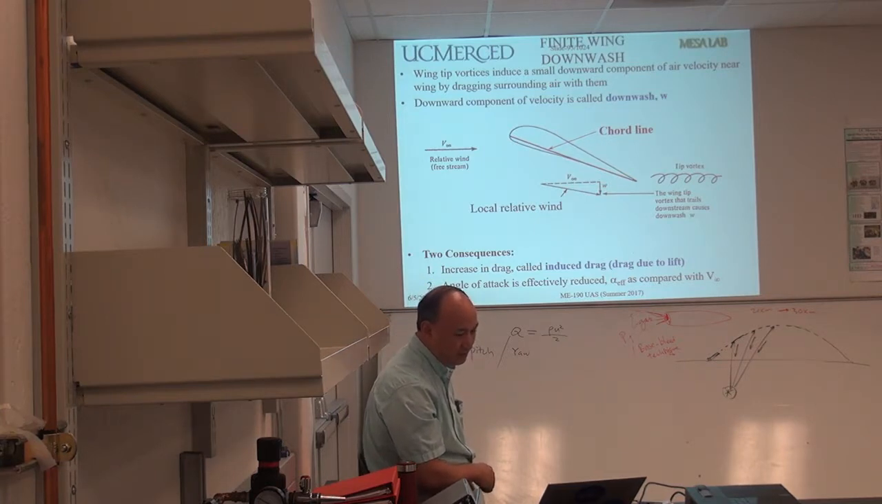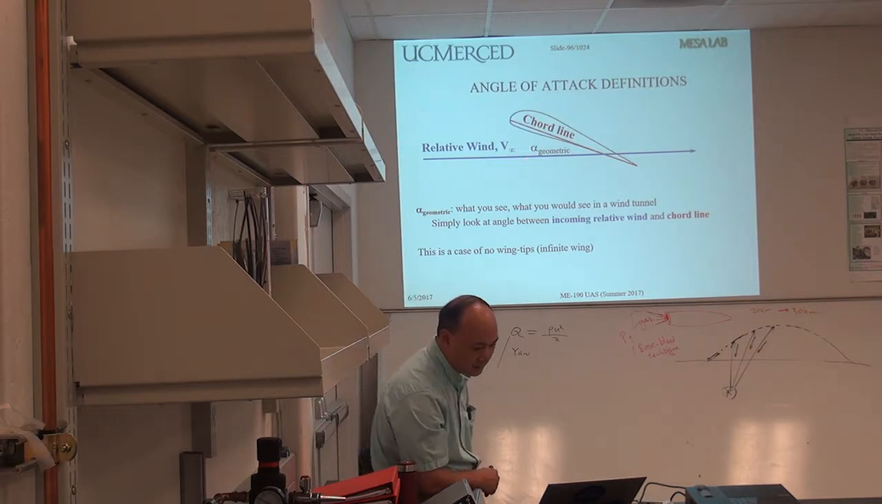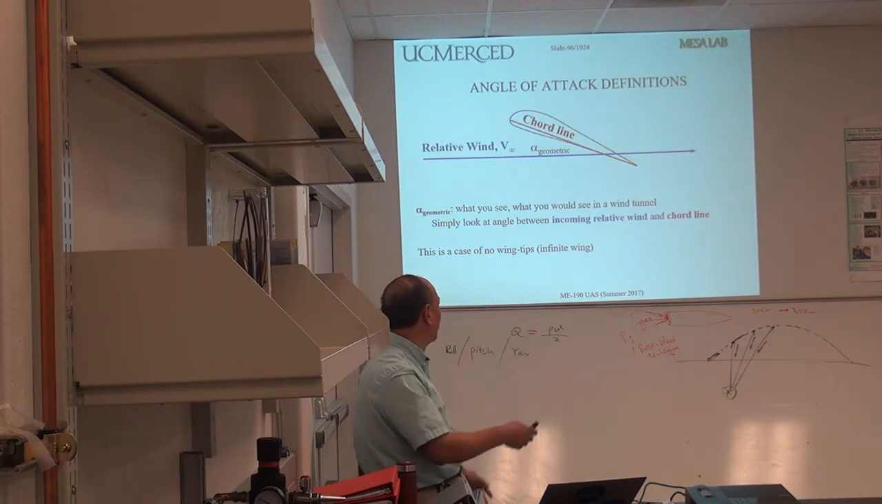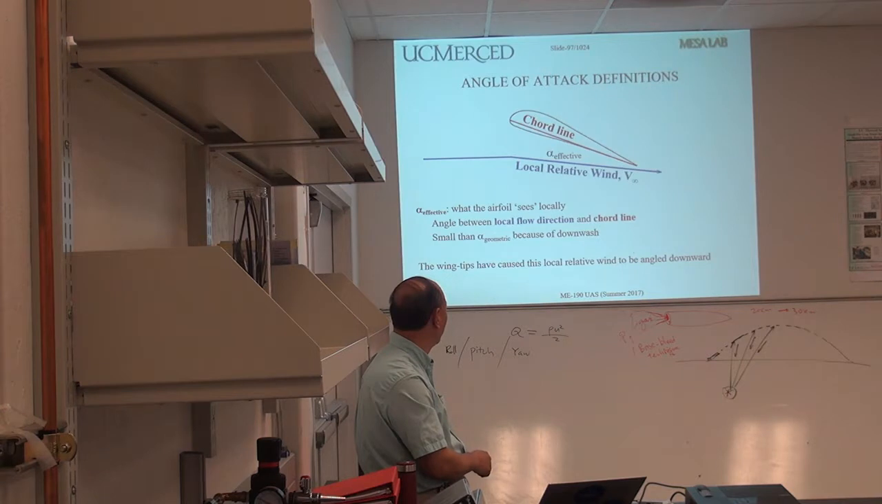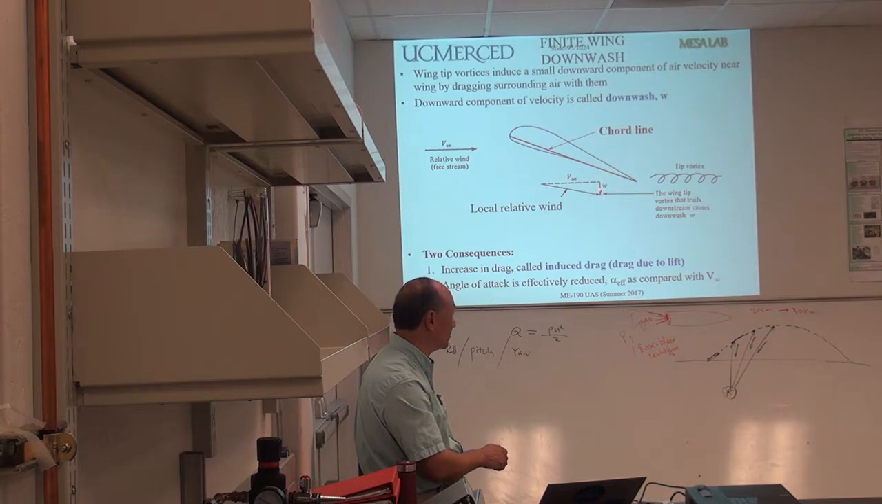So in this case, we should redefine it. Geometrically, the angle of attack is alpha, like that. However, suppose you don't have this wingtip, you didn't consider it, so it's an infinitely long wing. With that, the alpha should be modified. In fact, the wind is not going this way, it's going this way. It's blowing this way because of this component.